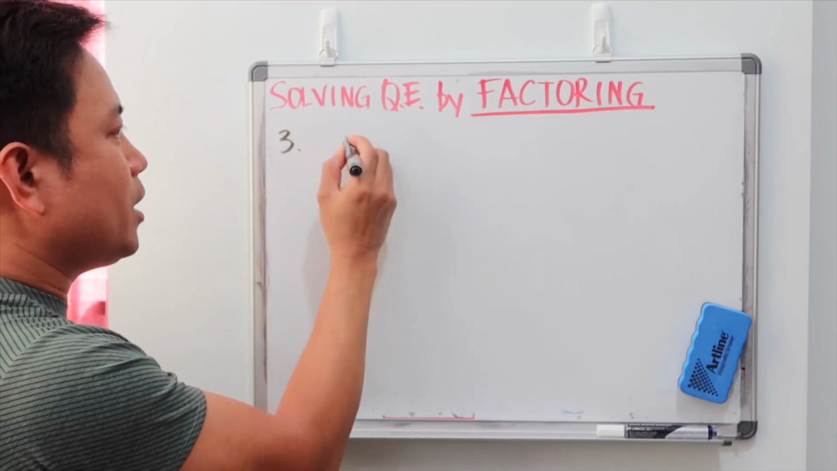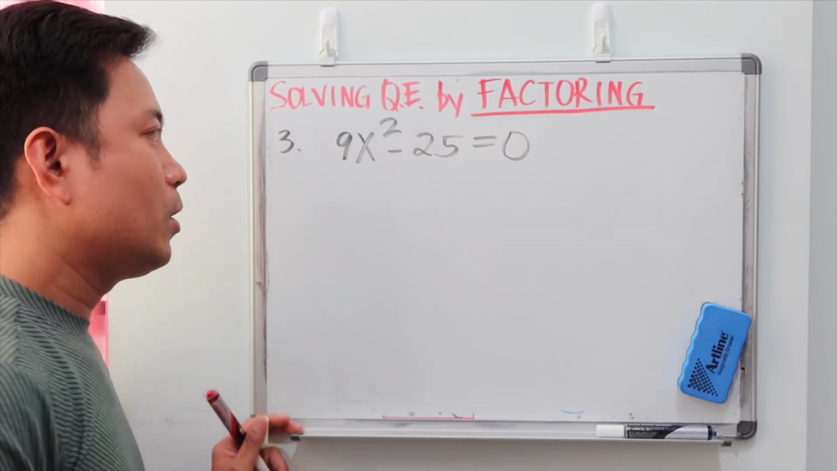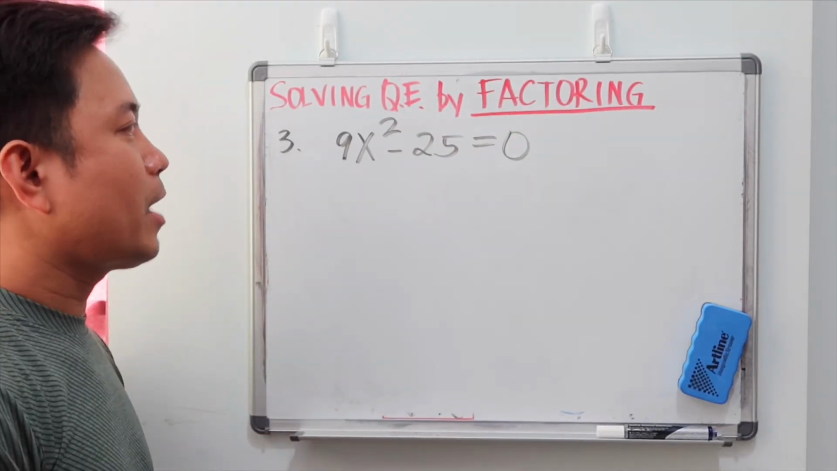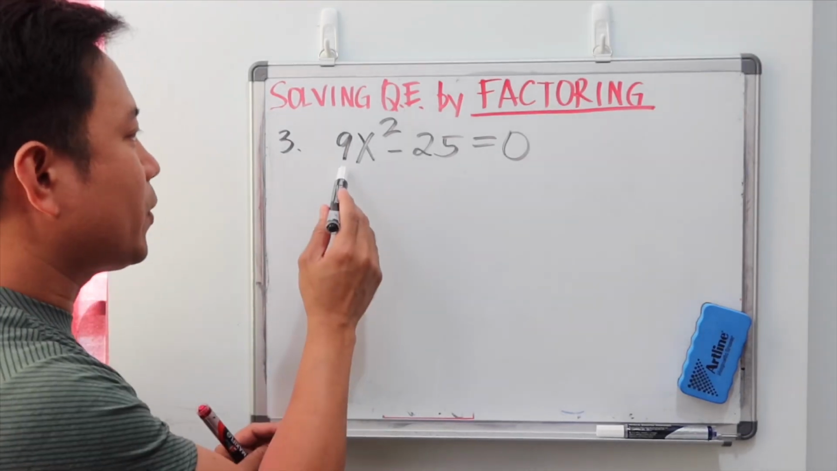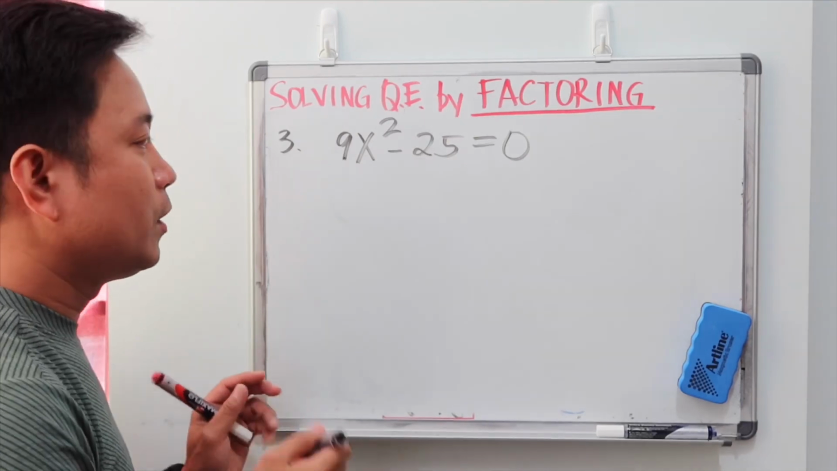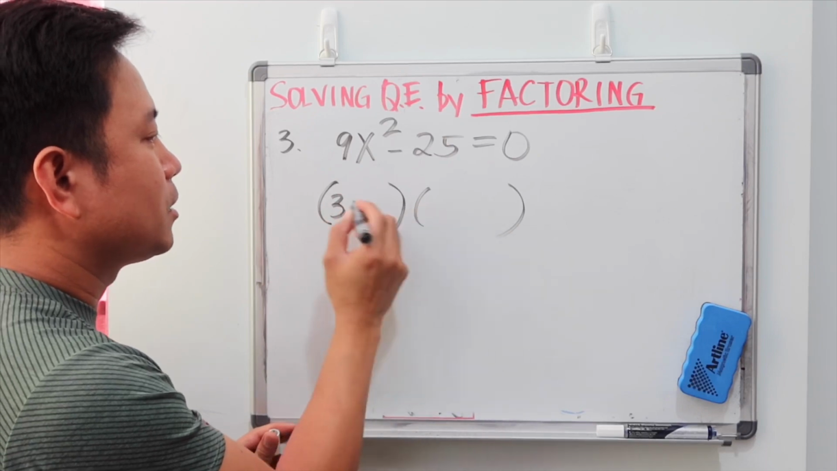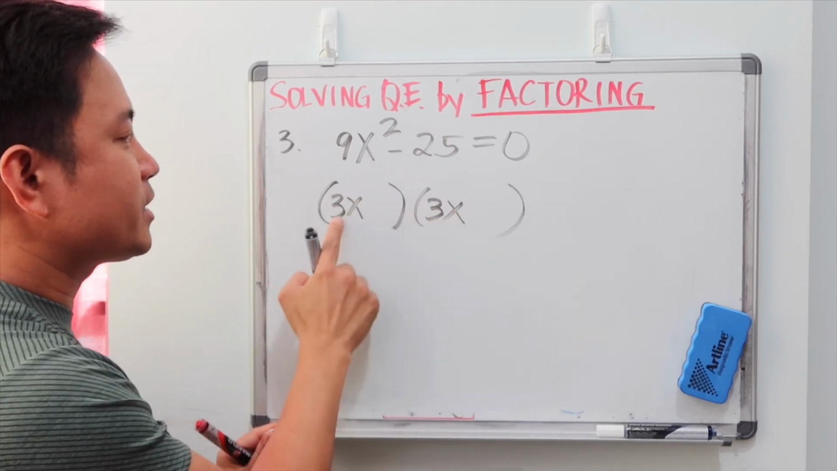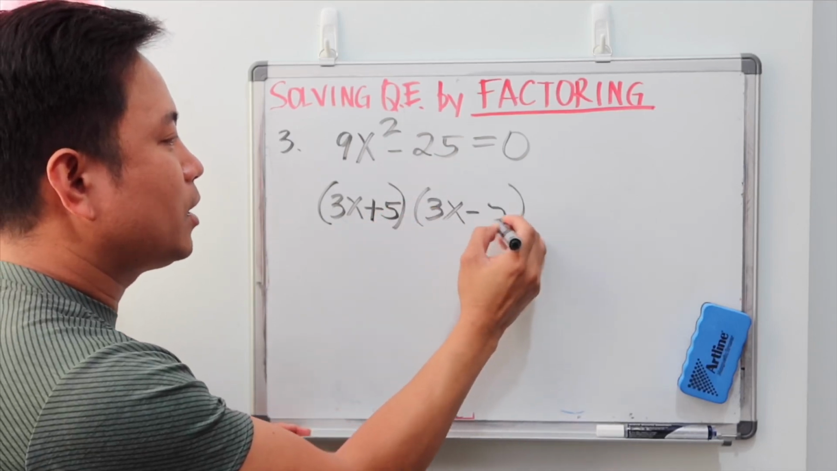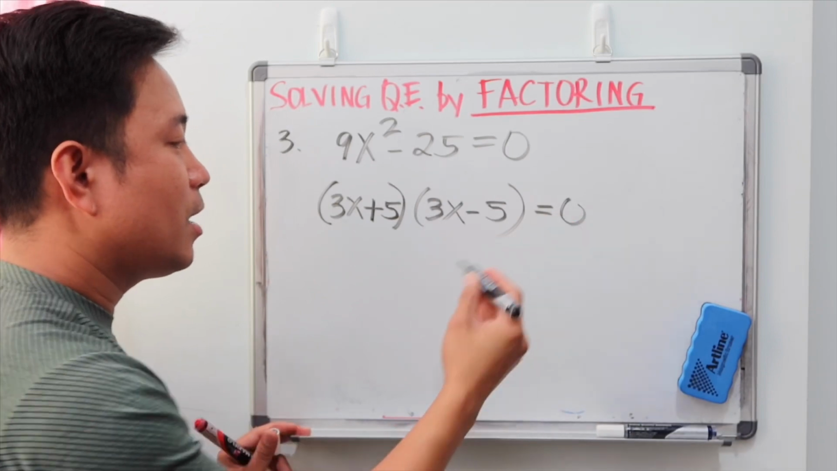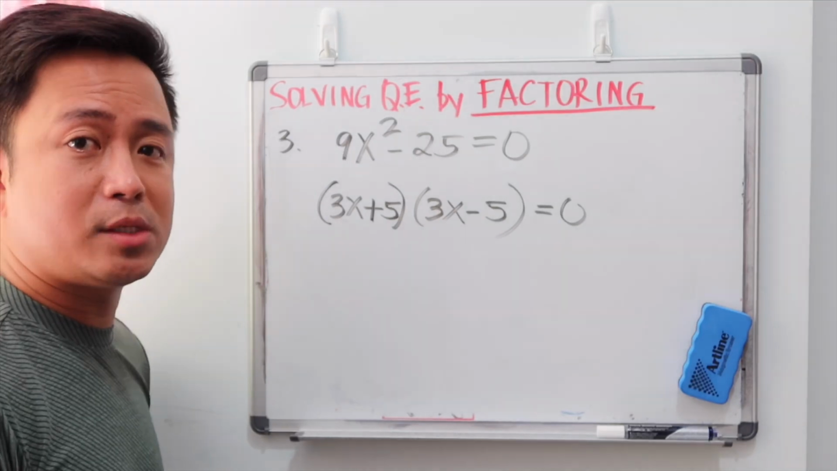Our example number 3 is 9x squared minus 25 is equal to 0. Also, this is a special case. 9x squared minus 25 is a difference of perfect squares. Perfect square minus a perfect square. So this can be factored out as 3x, that will give us 9x squared. Negative 25, we can do positive 5, and negative 5 is equal to 0. And again, if you do distributive property, you should get 9x squared minus 25 is equal to 0.